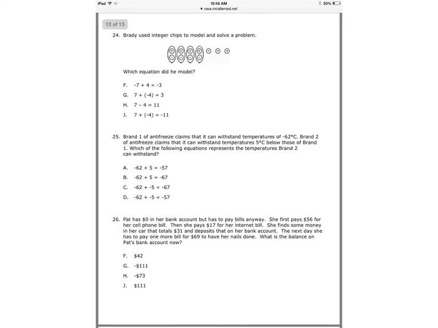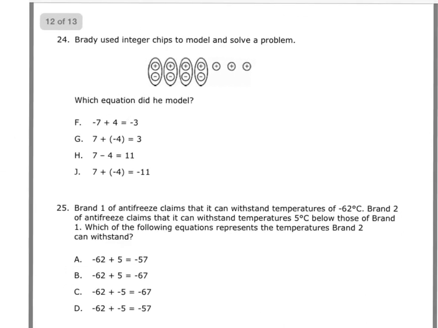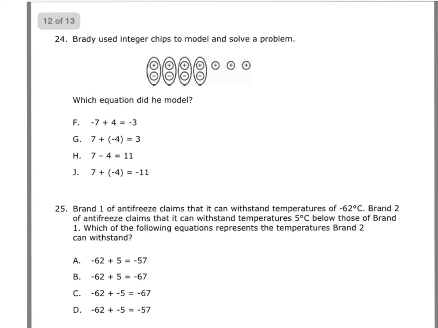Brady used integer chips to model and solve the problem. Which equation did he model? And if you look at the picture, when I was walking around looking at your papers, a lot of you were getting this one correct, so thanks. There's 7 positives there and then 4 negatives. And when you have positives and negatives mixed together, the ones that can match up like these did, they make 0 pairs. They cancel each other out, and what you have left is here, positive 3. There's 3 positives that are left, so that's G.